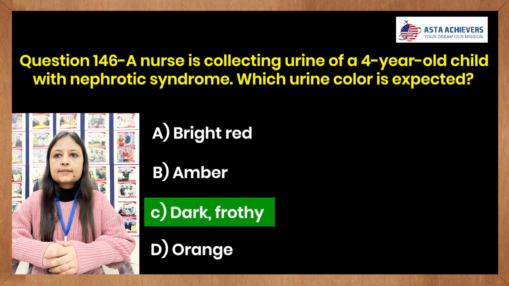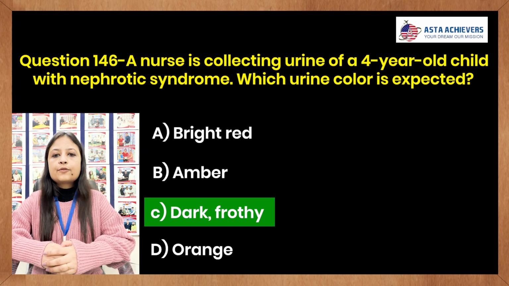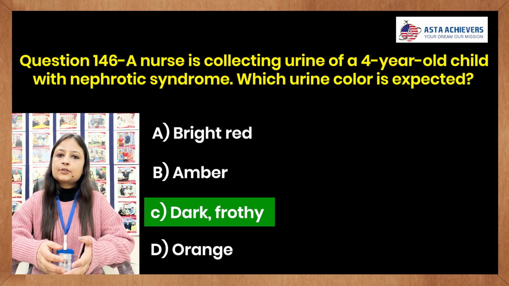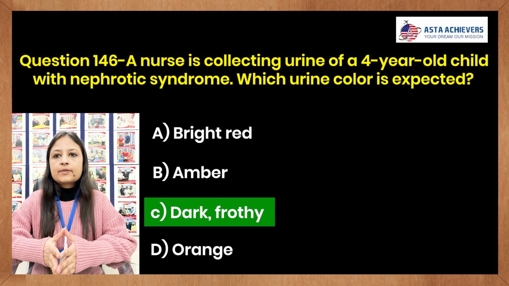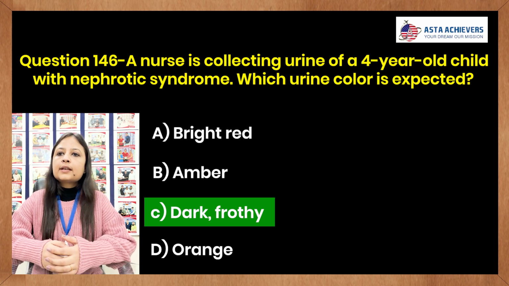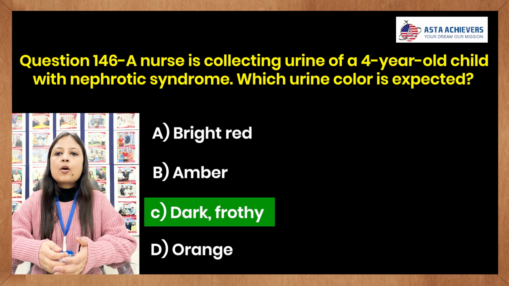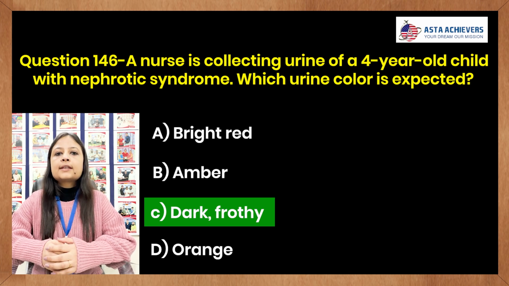Question number 146. A nurse is collecting a urine of a 4-year-old child with the nephrotic syndrome. So which of the following observation about the color of the child urine the nurse expected in chart? So option A, bright red. Option B, amber. Option C, dark and frothy.